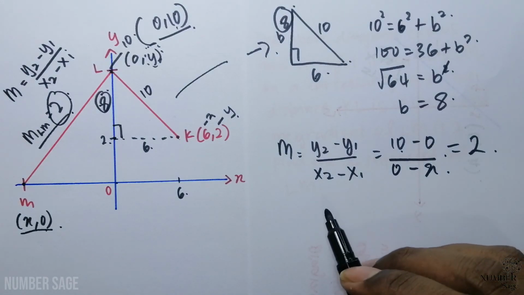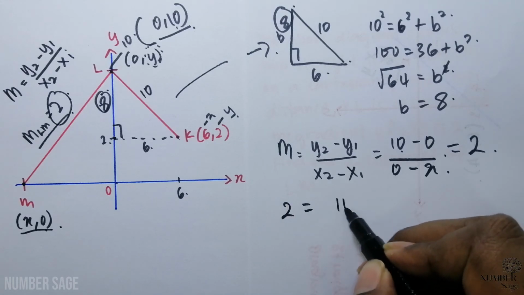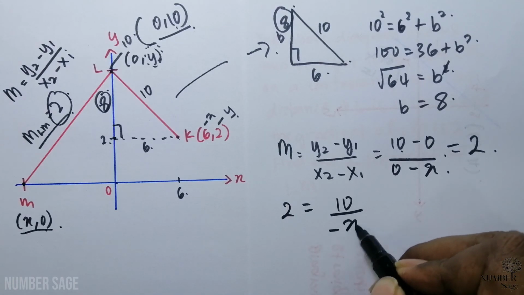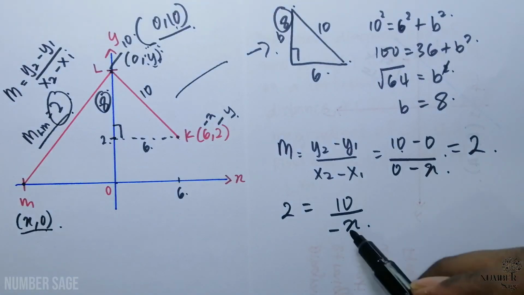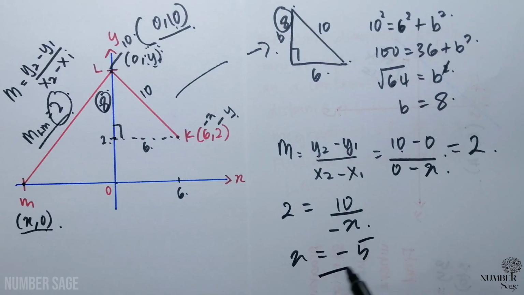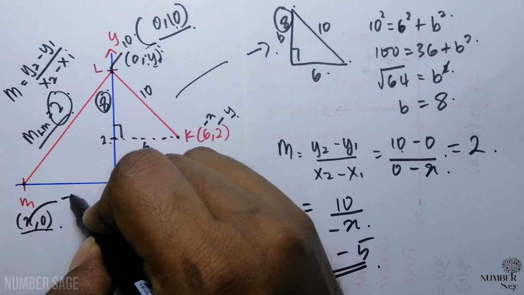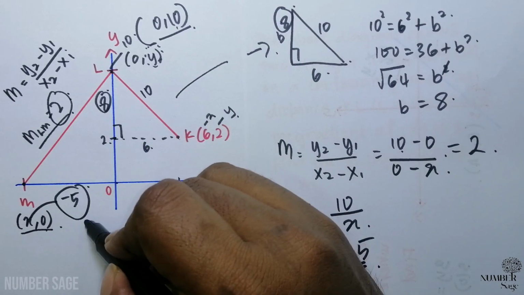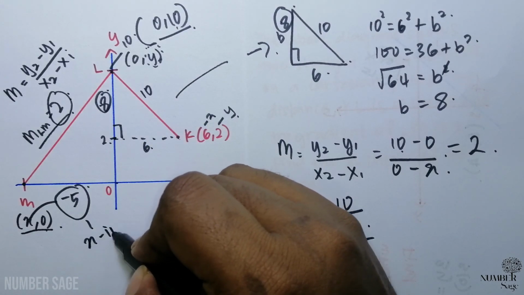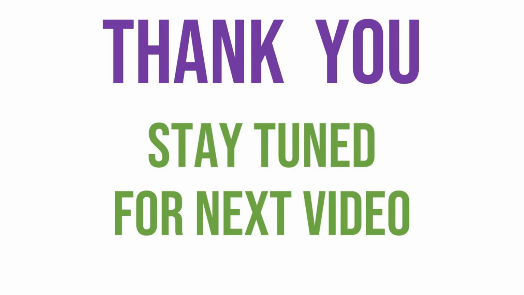Further solving will give us 2 is equal to 10 divided by minus x. And further solving for x will give us negative 5. So this point is negative 5. This is the x-intercept.